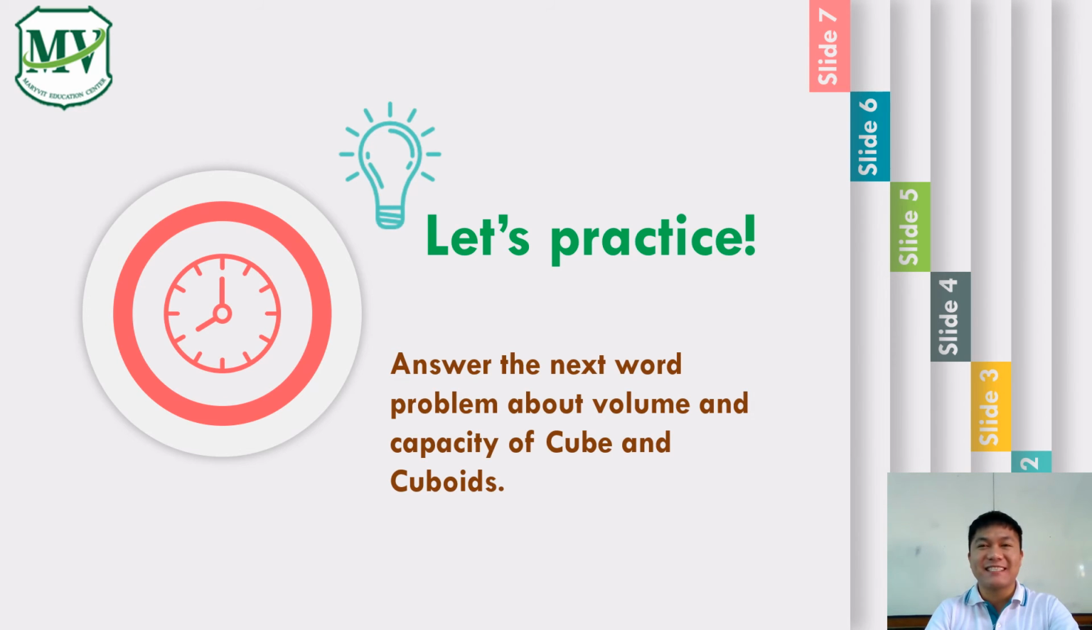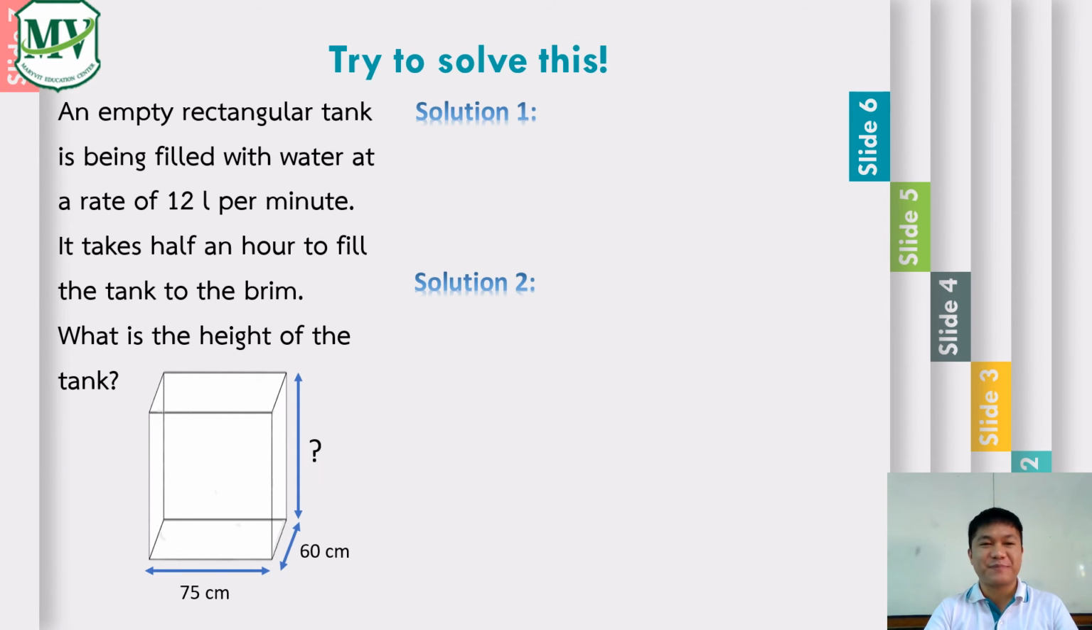Now, let's practice. Answer the next word problem about volume and capacity of cube and cuboids. Here is the problem. An empty rectangular tank is being filled with water at a rate of 12 liters per minute. It takes half an hour to fill the tank to the brim. What is the height of the tank? So what do you think are we going to do first? Correct. We are going to solve for the volume of the water in the tank.